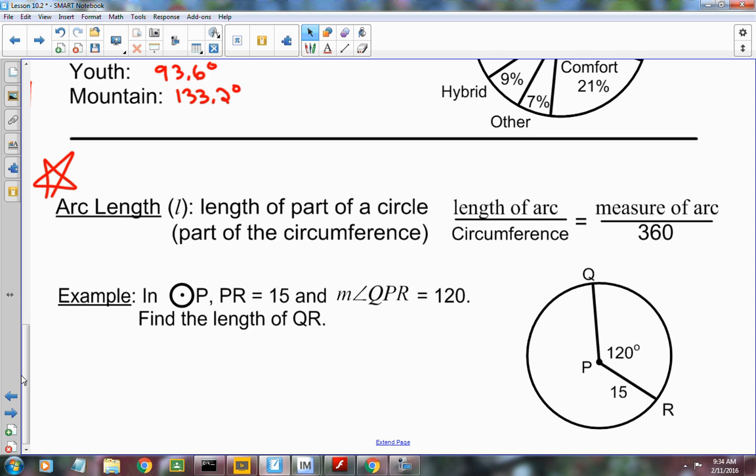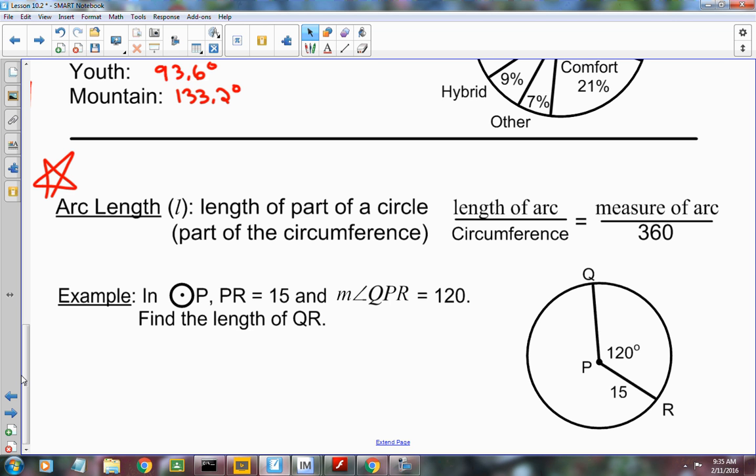Okay, to find arc length, you have to use this proportion. It's part to whole, part to whole. You take the length of the arc is to the circumference because that's part of the circumference. And then you take the measure of the arc in degrees is to 360 because it's part of the measure of the circle. All right? So the length to the circumference, the measure of the arc to 360. That's what you do.